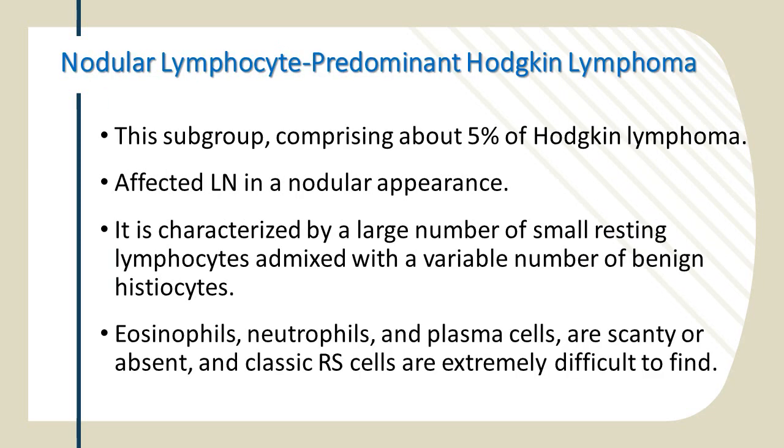The final subtype is nodular lymphocyte predominant Hodgkin lymphoma. This subgroup, comprising about 5% of Hodgkin lymphoma, affects lymph nodes in a nodular appearance. It is characterized by a large number of small resting lymphocytes admixed with a variable number of benign histiocytes. In addition, eosinophils, neutrophils, and plasma cells are scanty or absent, and classic Reed-Sternberg cells are extremely difficult to find.